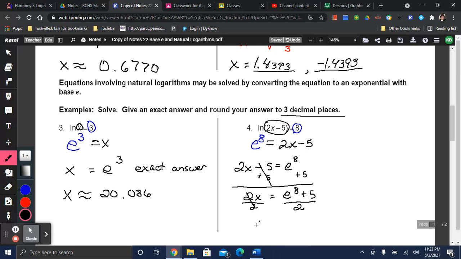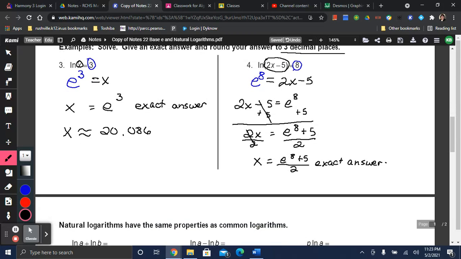So the 2's will cancel. Our exact answer is x equals e to the 8th plus 5, all divided by 2. So this is the exact answer. Basically, it's just what all of your algebra is. And then we'll do this calculation in Desmos.